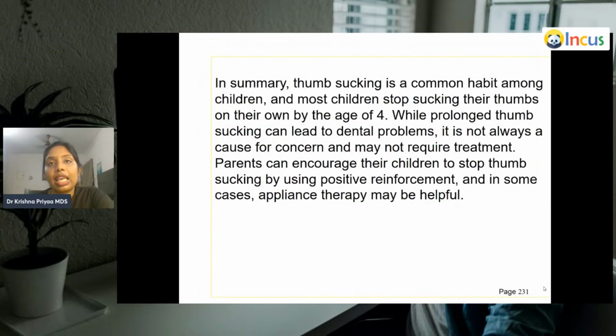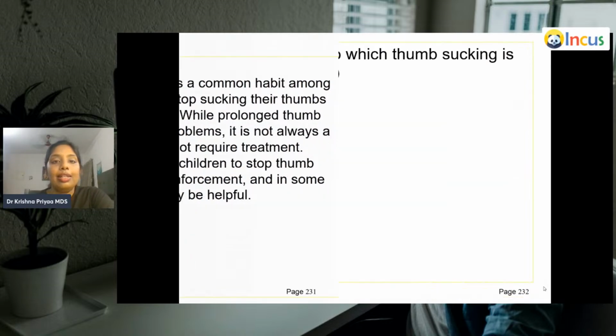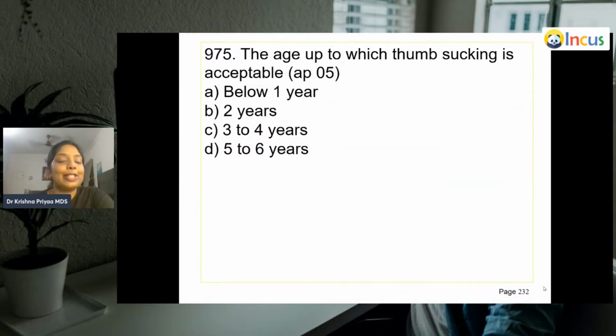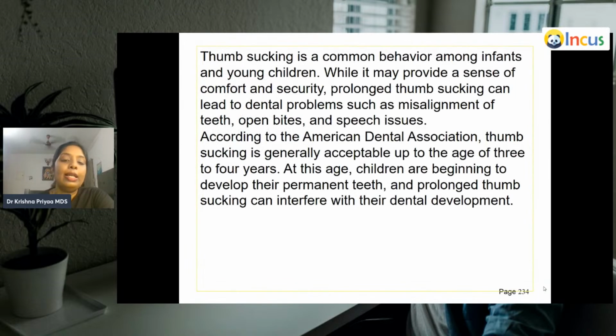So thumb sucking is a spontaneously reducing event, and if not, then we can subject them to appliance therapy, or we can subject them to positive reinforcement. But we have to wait till the age of 4. The age up to which thumb sucking is acceptable: just now we discussed, and that's obviously 3 to 4 years. Yes. So according to the American Dental Association, thumb sucking is generally acceptable up to the age of 3 to 4 years.